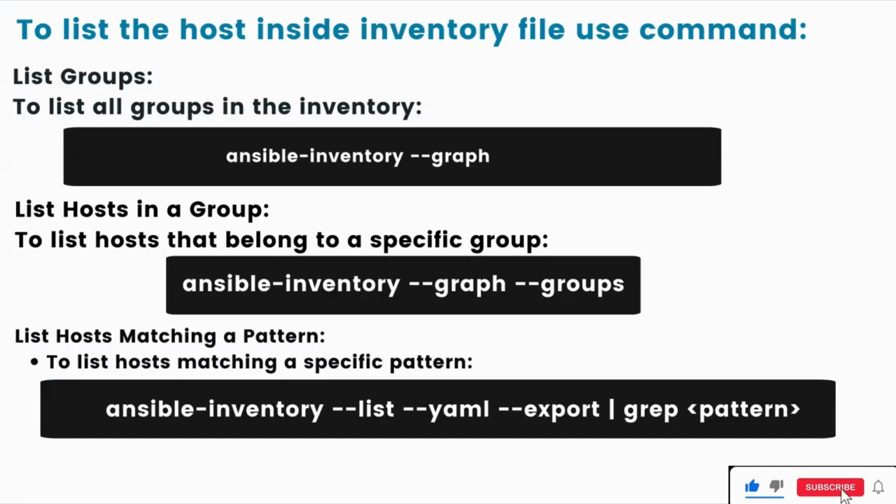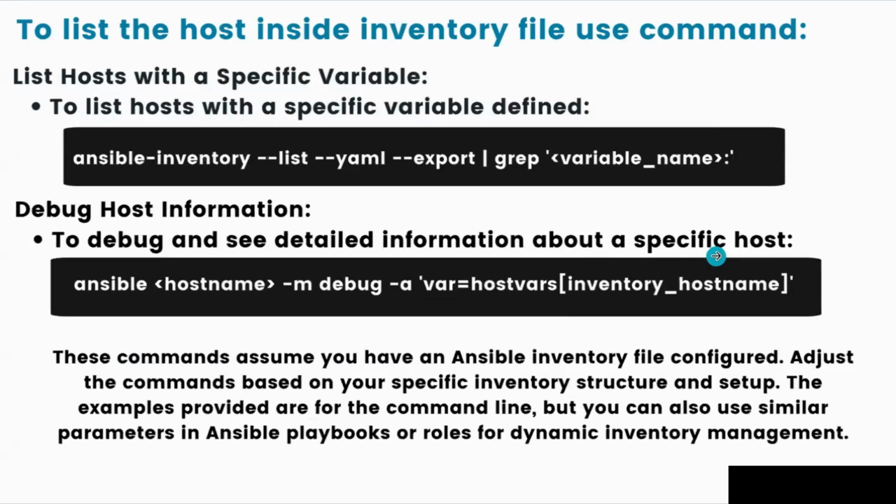Ansible-inventory --list with YAML export: you can also get a YAML export file. In the same way, to list the host inventory, use the command. To list hosts with a specific variable defined, as I showed you, the command is ansible-inventory --list --yaml export, grep, and you give the variable name. Debug host information: to see detailed information about a specific host, you give the host name, -m debug, and this is the command you have to use.